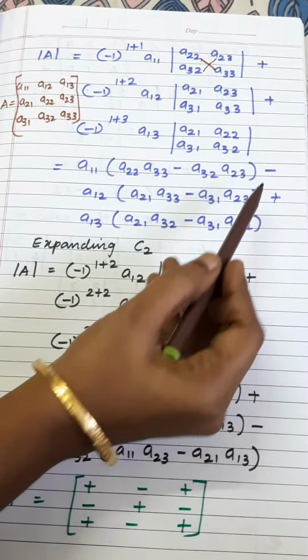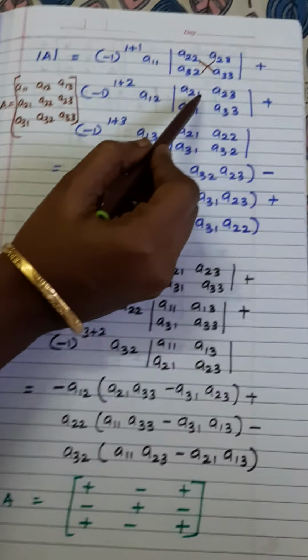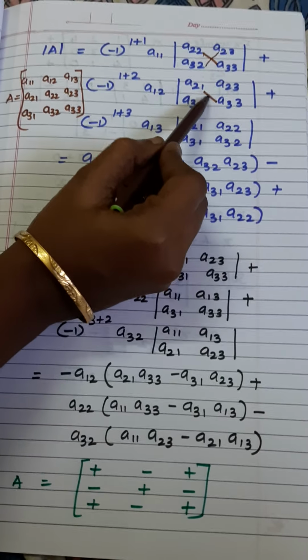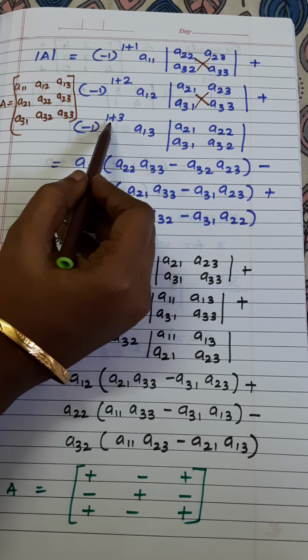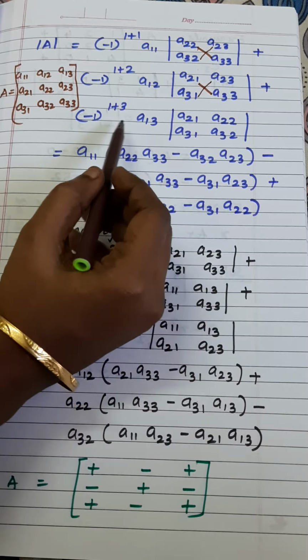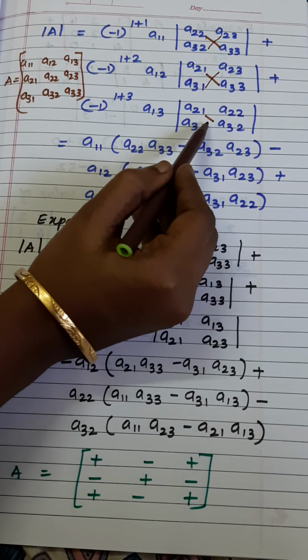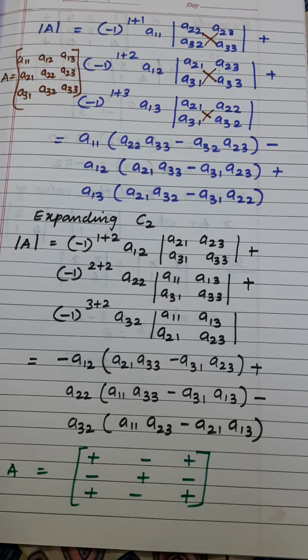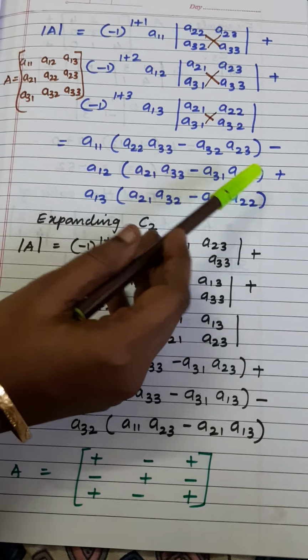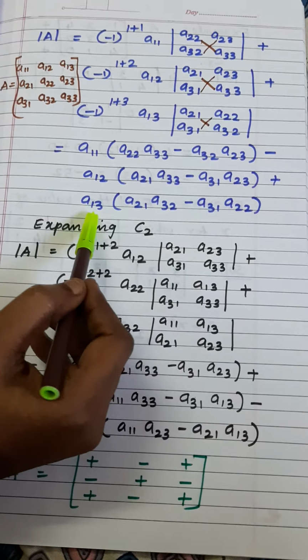minus A12, again the product of these two minus the product of these two. Now 1 plus 3 is 4, that is an even number, so plus A13, the product of this minus the product of this. So the value of the determinant is A11 into (...) minus A12 into (...) plus A13 into (...).